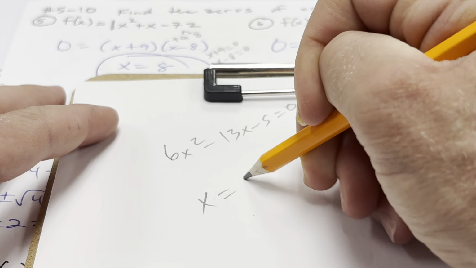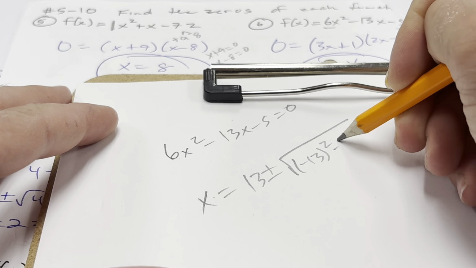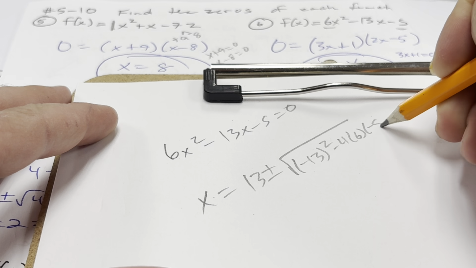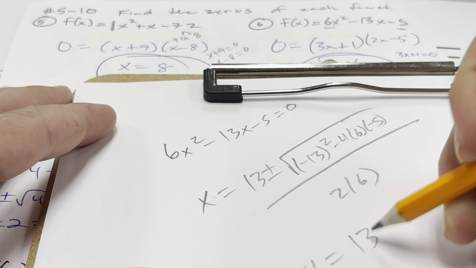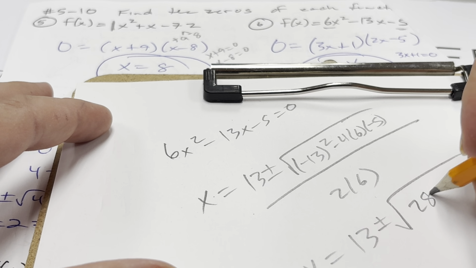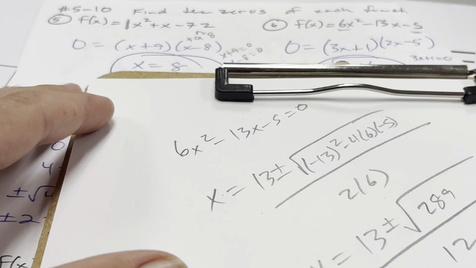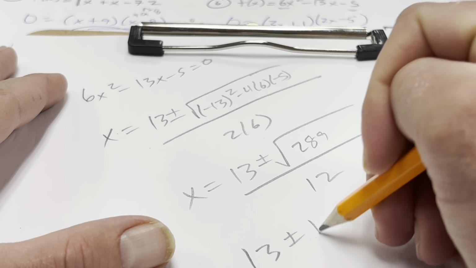Okay, you can say x equals the opposite of b plus or minus the square root of b squared minus 4ac all over 2a. Pop goes the weasel, folks. All right. This is 169 plus 120. That's 289. 289 over 12 is the square root of 289. Use your calculator. The square root of 289 is 17.